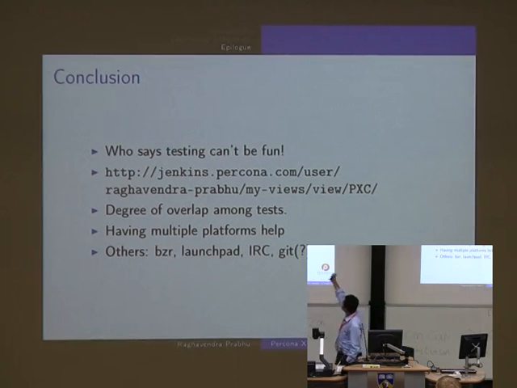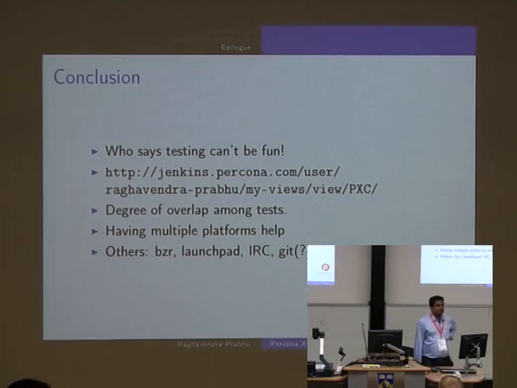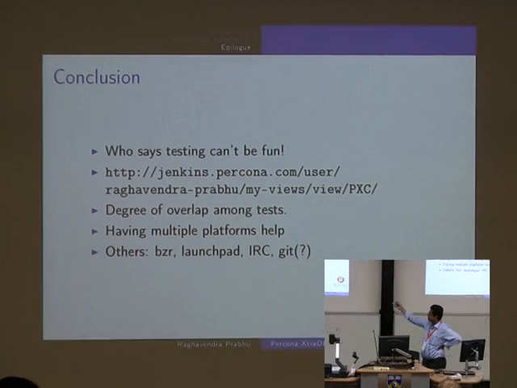Anyways, so this is the URL. All our testing is done in the open, as in on Jenkins, and the Jenkins URL is public. You can see it anytime. And we use Bazaar, Launchpad, IRC, Git. Actually, recently I think Stuart worked on migrating it to Git. But we have not migrated fully, but who knows, Launchpad may move soon.